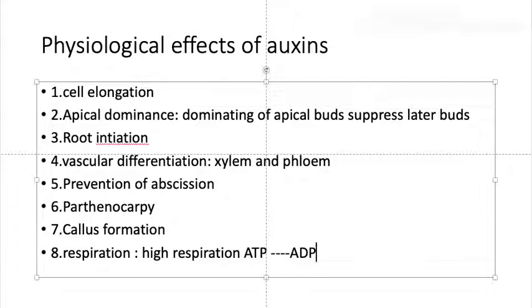I hope that you've understood them, because the main ones are cell elongation and apical dominance, and these others are effects which are not so dominant, whereas these two you can remember as the main effects of auxins.